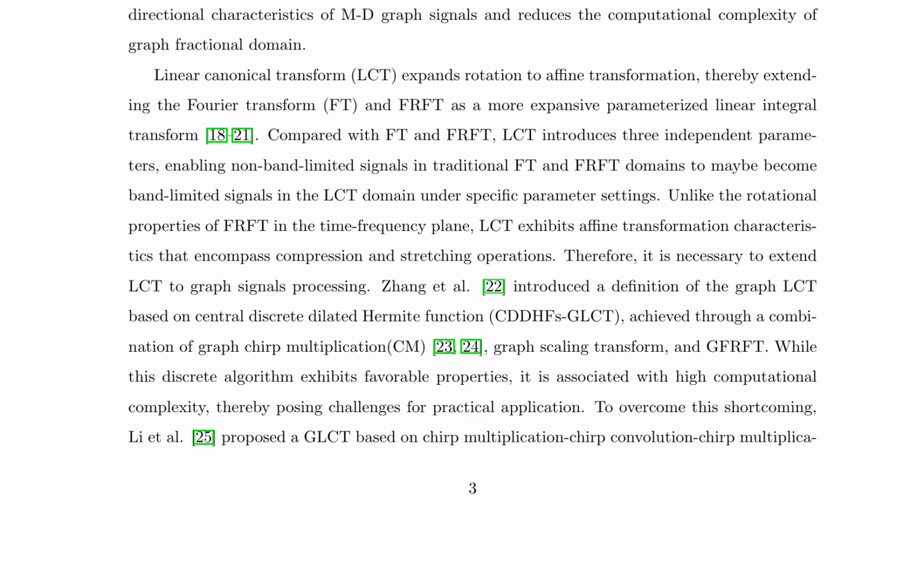This innovative approach has the potential to overcome the limitations of traditional graph signal processing techniques, providing a more accurate and efficient framework for analyzing complex graph signals. Future work involves extending LCT to graph signals processing, enabling the development of more sophisticated graph signal analysis techniques.